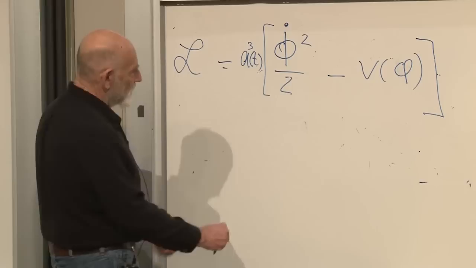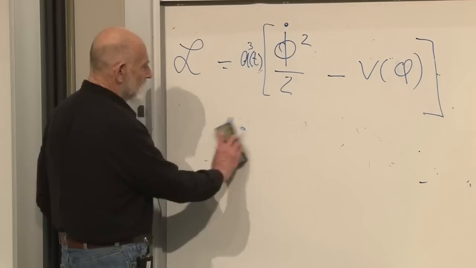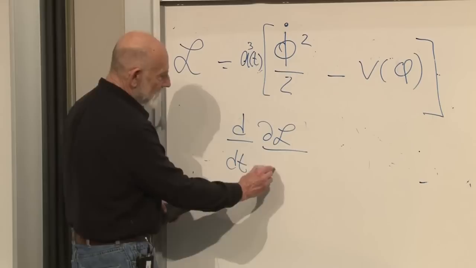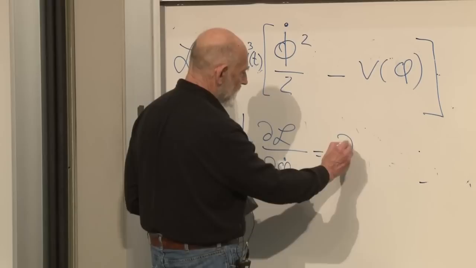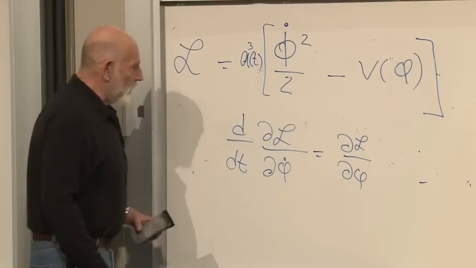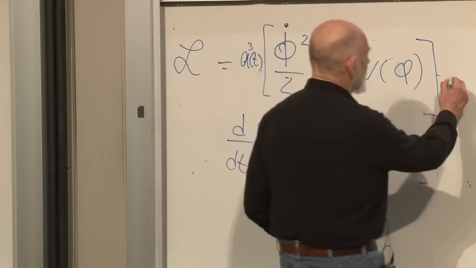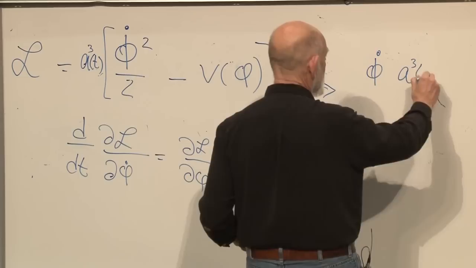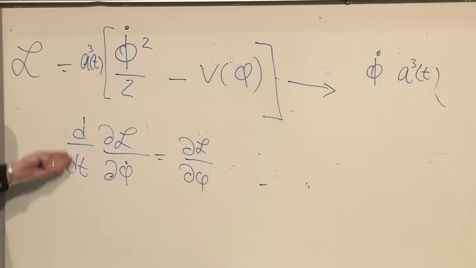The first term is d by dt of the partial of L with respect to phi dot. Everybody remember that? And what's on the right-hand side? That's Lagrange's equations. This is the equation that we get out of it. The partial of L with respect to phi dot is just phi dot times a cubed of t.